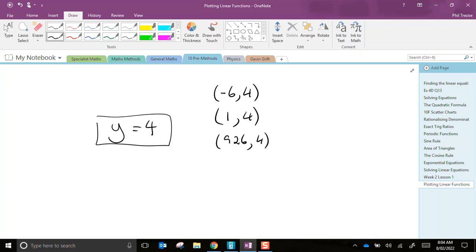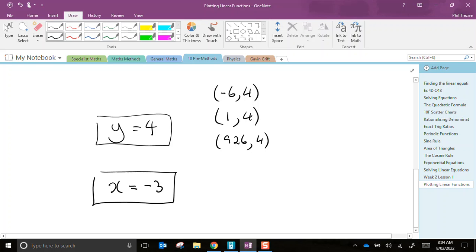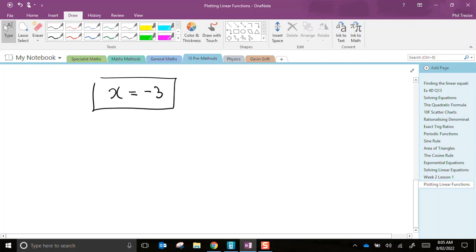Now the same works if we have an equation that says x equals a number. Let's go x equals -3. That'll do. That one means we can have any y value we like as long as x equals -3. So x must be -3, y could be anything. Maybe y is 6. Another point, x has got to be -3 by the rule. Y could be anything you like. Y could be -2. Another point for fun, x must be -3.